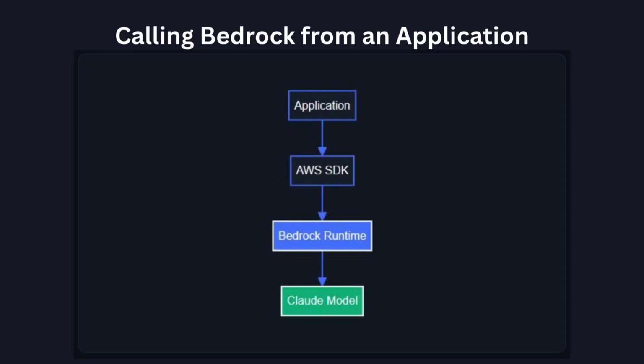Now let's see how to call Bedrock from an application. Applications use AWS SDKs such as Python, JavaScript, or Java, or REST APIs. The invoke_model call sends a JSON request with a model ID and prompt and returns a JSON response. It supports streaming responses and works with AWS Lambda for serverless execution.